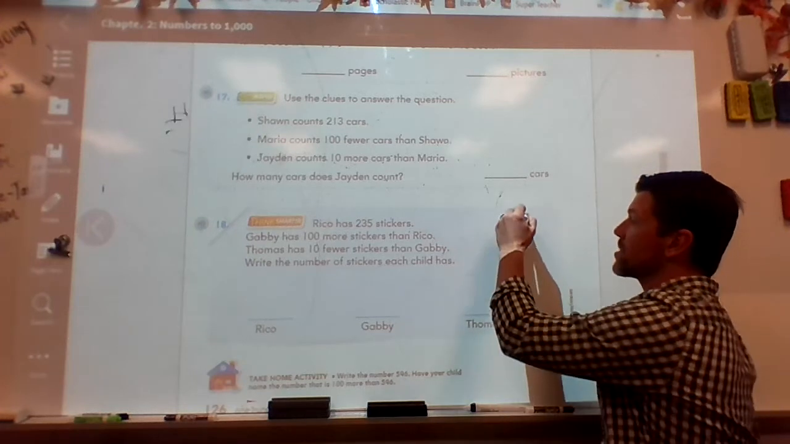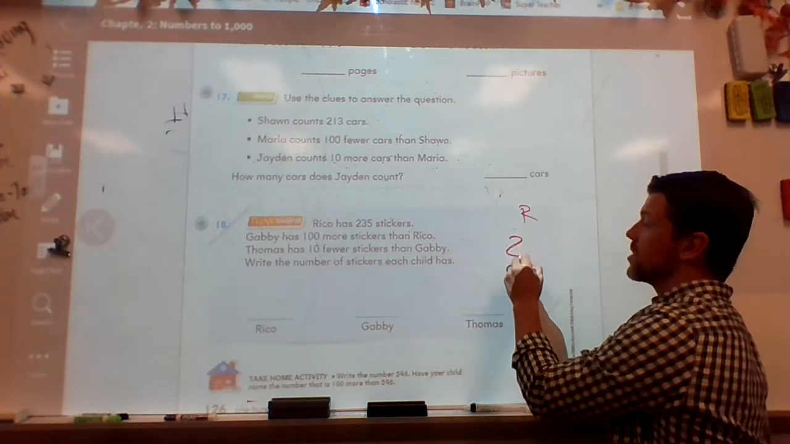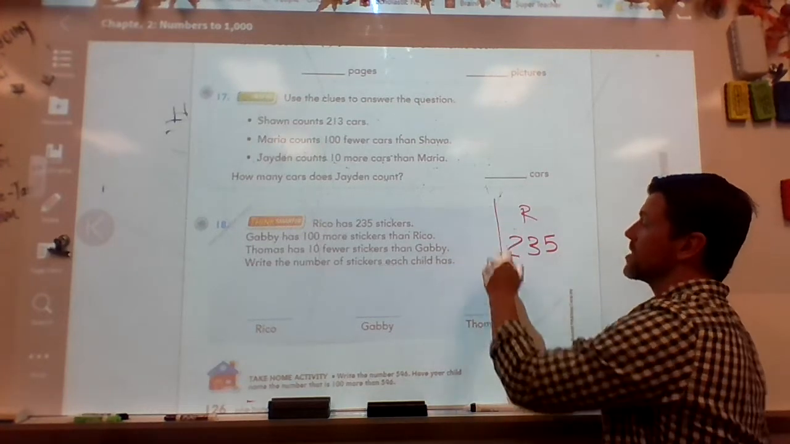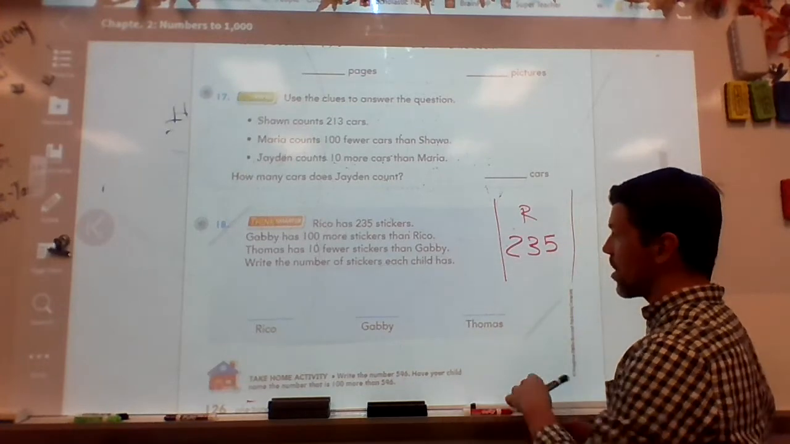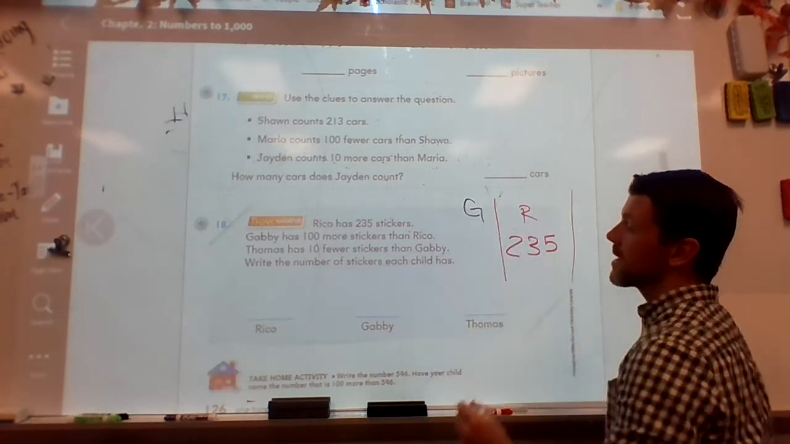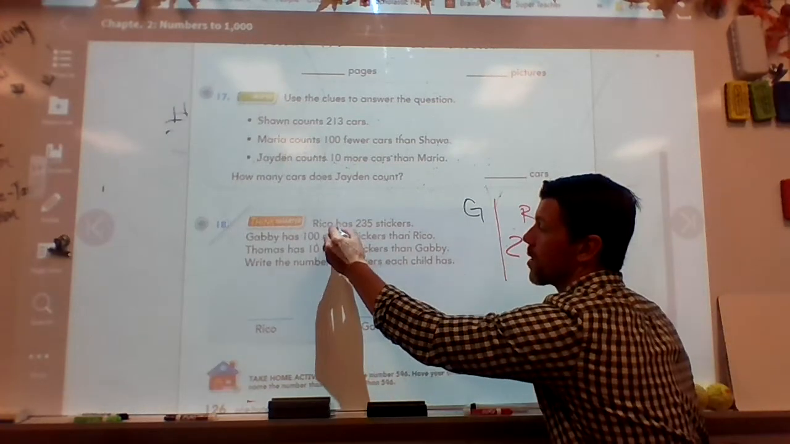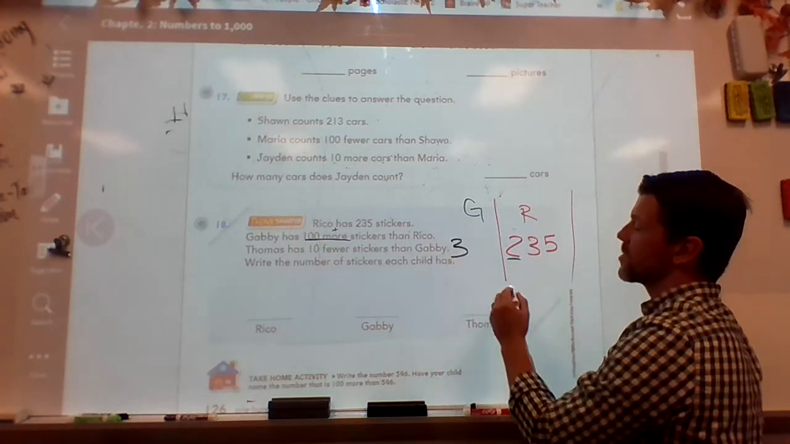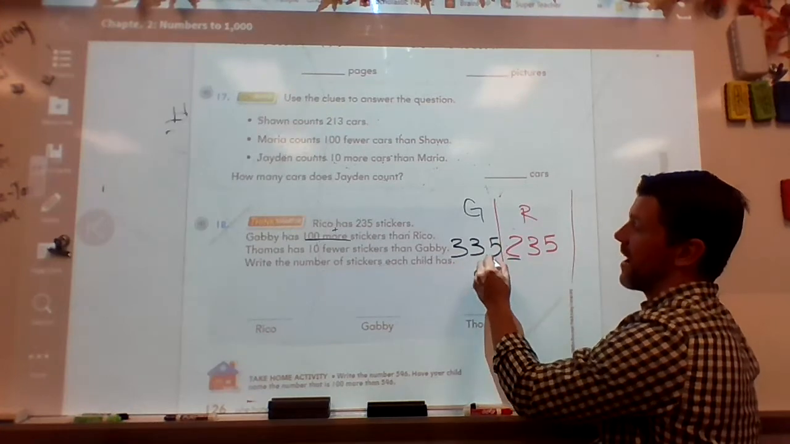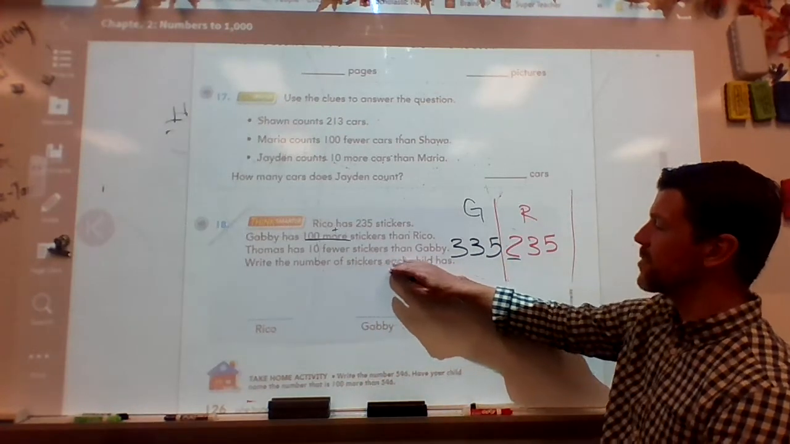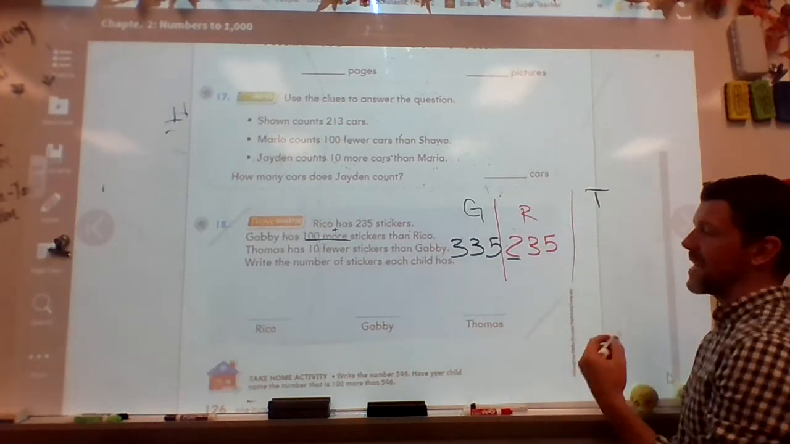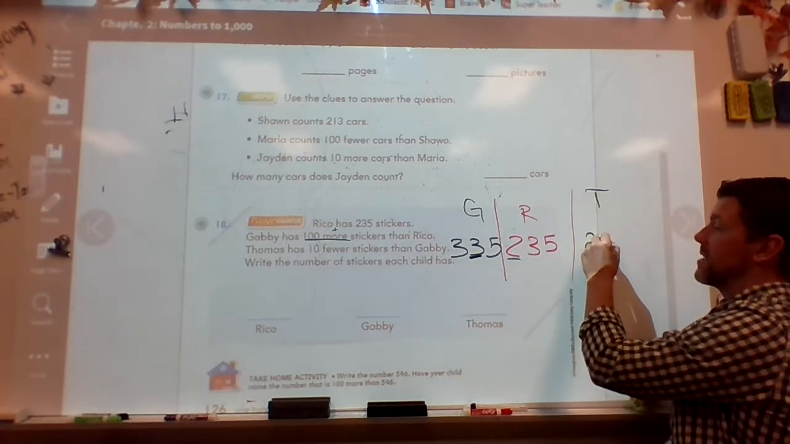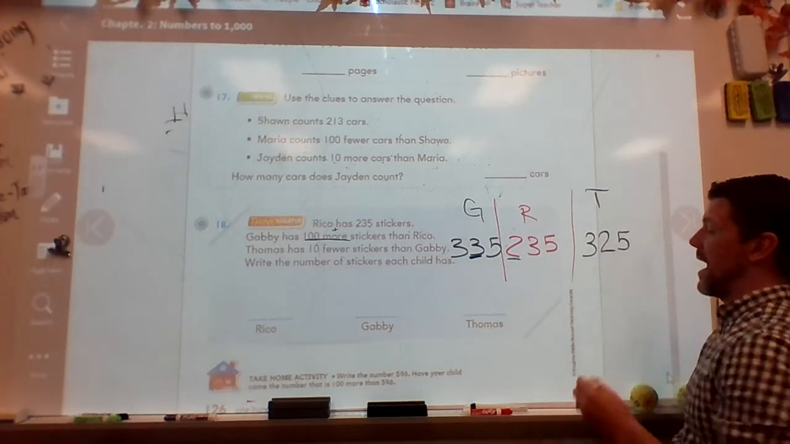So I'm going to draw Rico first. I'm going to label it. Rico has 235 stickers. Now, Gabby has 100 more stickers. So I'm going to separate them, and I'm going to draw my G for Gabby. Gabby has 100 more. So I'm going to add an underline. So now I have 300 because I needed to add 135. And then it says Thomas has 10 fewer stickers than Gabby. So Thomas has 10 less than that. I keep my hundreds the same. I take away 10 and add a 5.